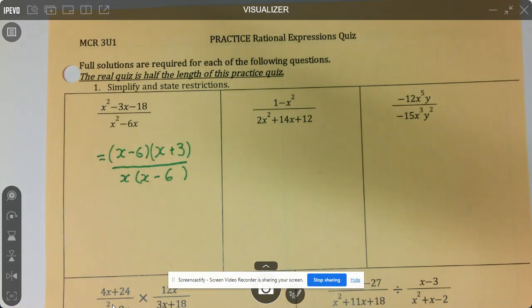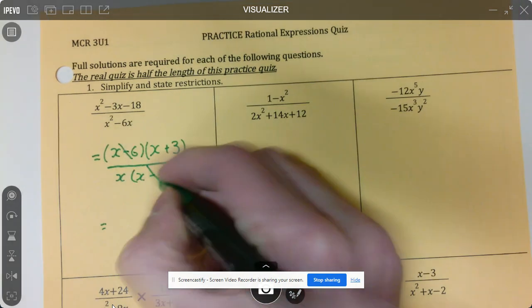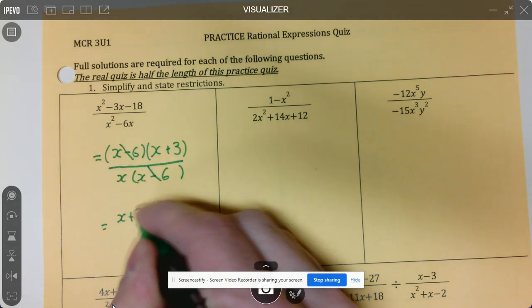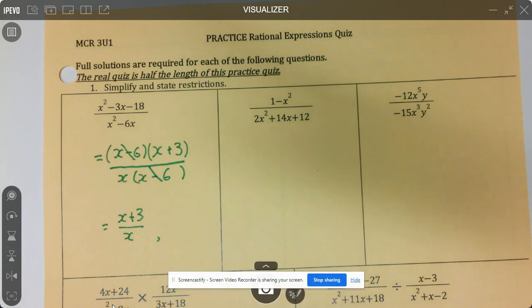Once I've factored it and my numerator and denominator are expressed as products, any factor divided by itself is just 1, so we can cancel them out. And I'm left with x plus 3 over x. So that's a simplified form.